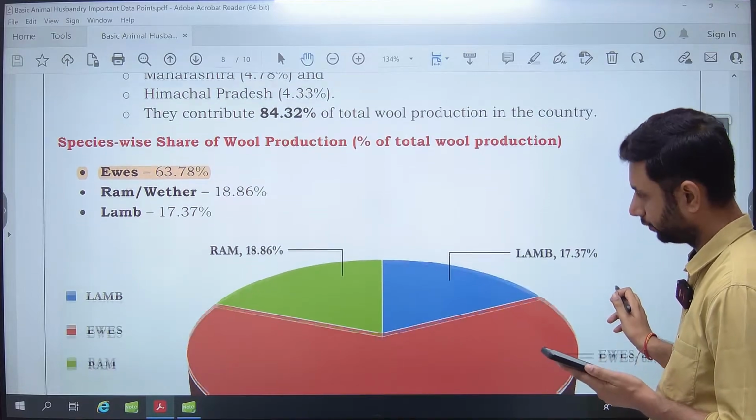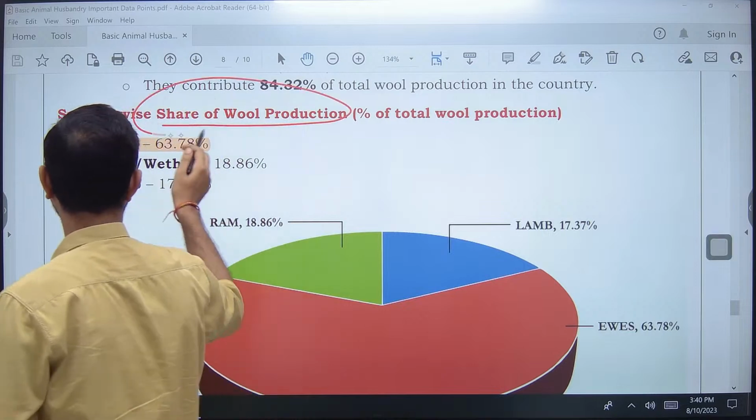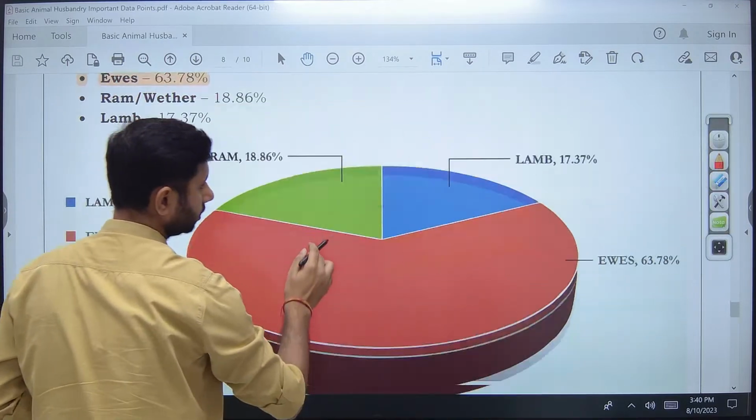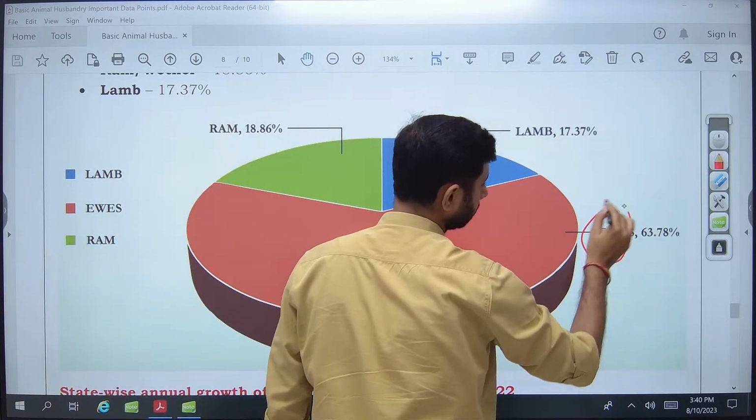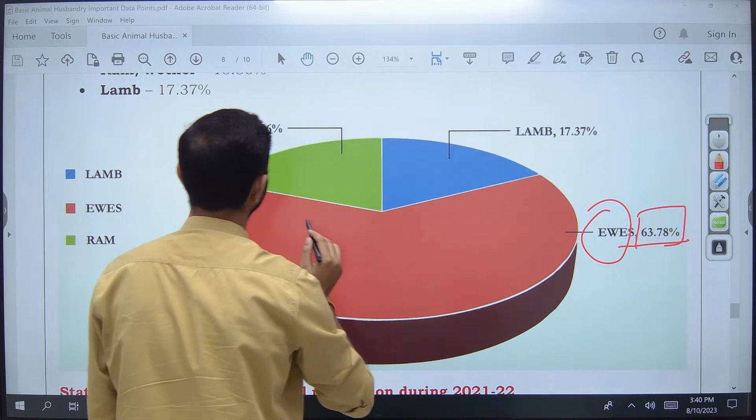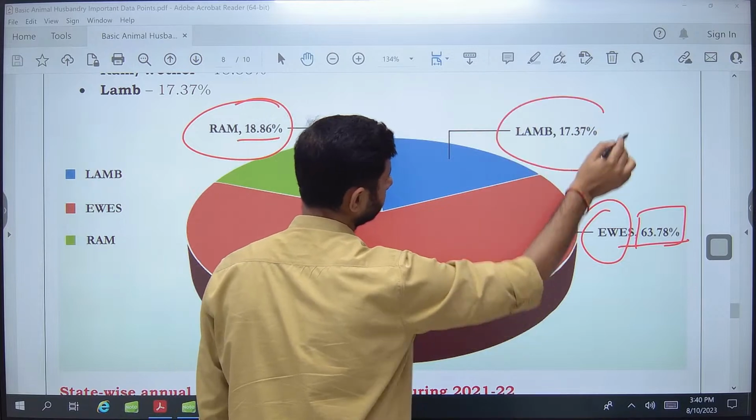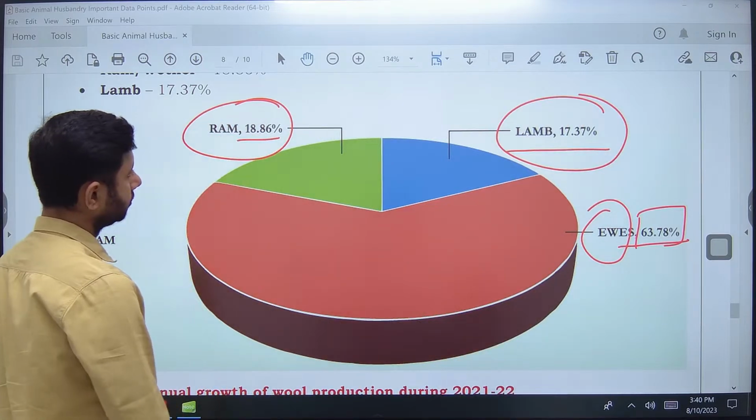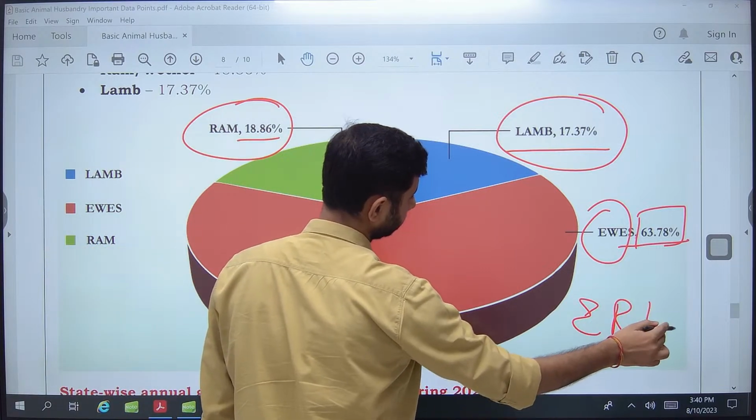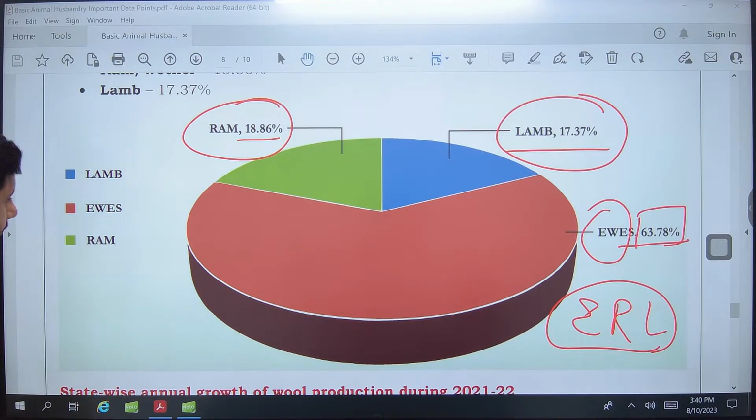Good, both of you, good. Now we come to species wise share of wool production. Okay, as you can see from the pie chart itself, the EWEs contributed the topmost, which is 63.78%. Then RAM 88.68%, 86%, and then LAMB. So ERL you can remember. ERL. EWEs, RAM and LAMB. Okay.